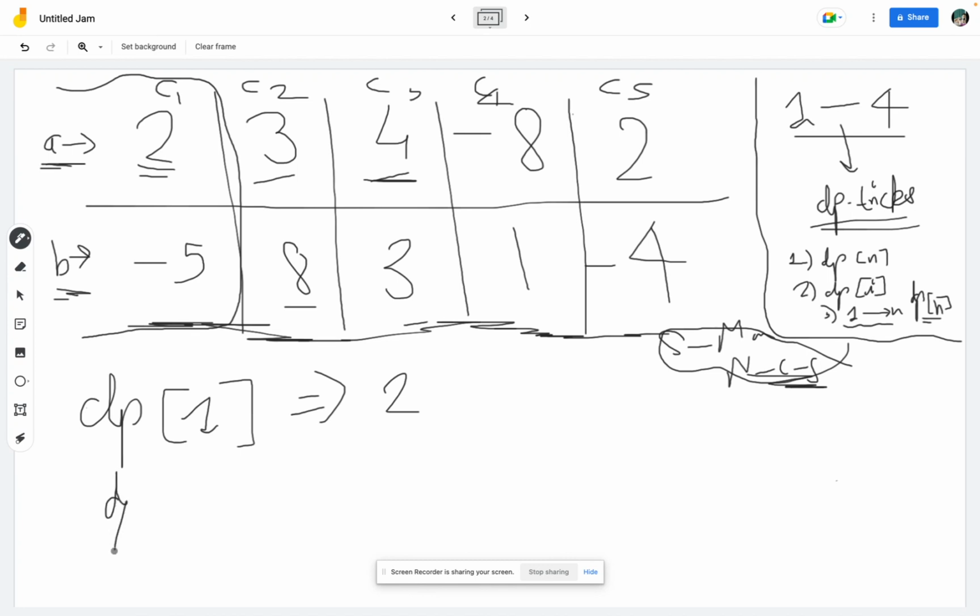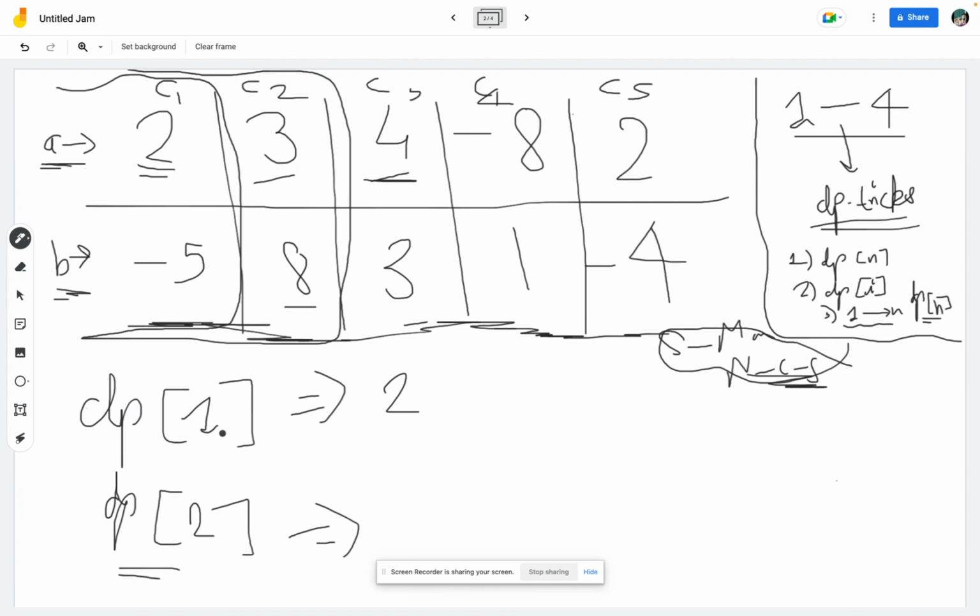Now let's talk about dp of 2. If both the arrays were till here, then what would be the best answer? That's the meaning of dp of 2. So guys, we have 3, we have 8, we have minus 5. One option I have is that I don't do anything. Let's ignore 3 and 8. So dp of 2 is same as dp of 1. One possible answer is I ignore 3, I ignore 8, and whatever the answer was for dp of 1, I keep the answer the same.